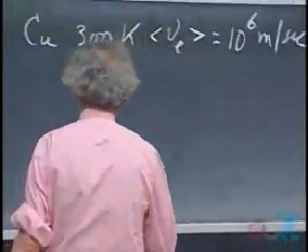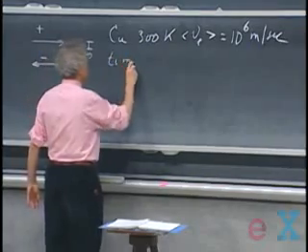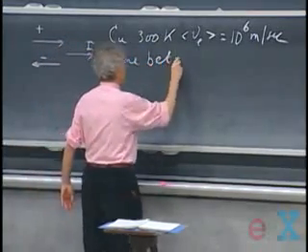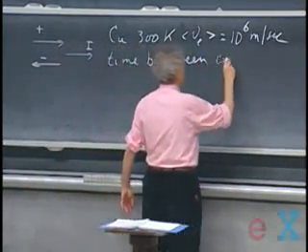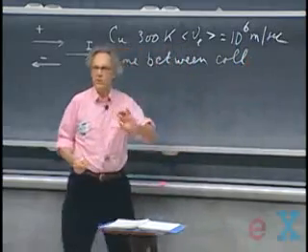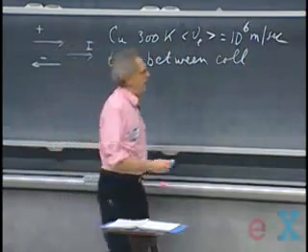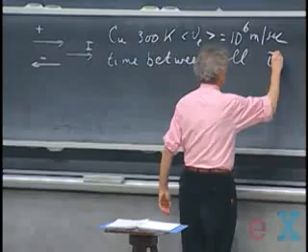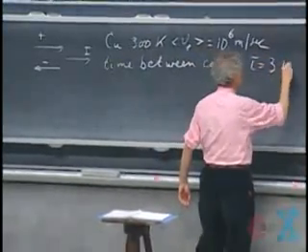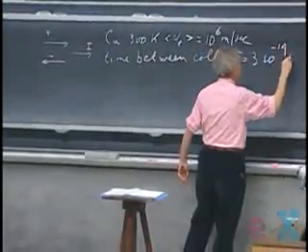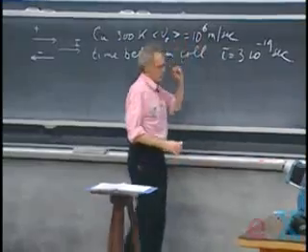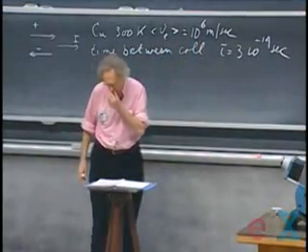The time between collisions, and this is a collision of the free electron with the atoms, is approximately, I call it tau, about 3 × 10⁻¹⁴ seconds. No surprise, because the speed is enormously high.